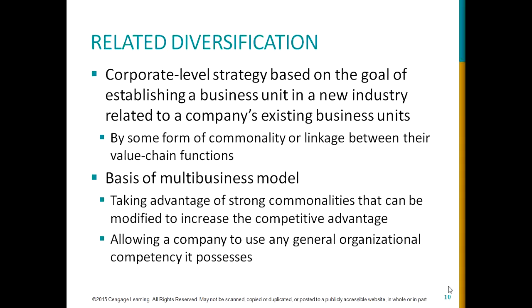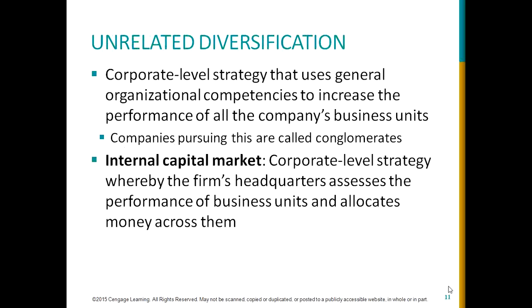So here, as I can just see, the basis of a multi-business model is taking advantage of strong commonalities, increasing the competitive advantages, and using general organizational competencies it possesses. Unrelated diversification, as you can see here, is a corporate level strategy whereby firms enter unrelated businesses and attempt to increase their value through an internal capital market and use general organizational competencies, or both. Companies pursuing these strategies are often called conglomerates. That is very important.